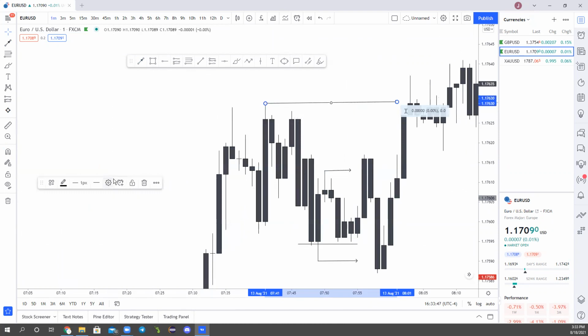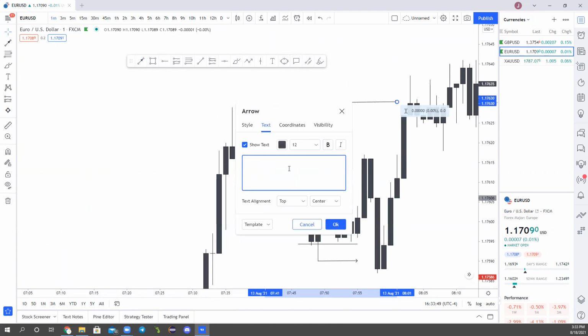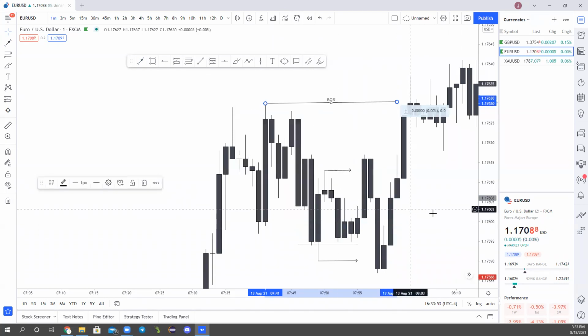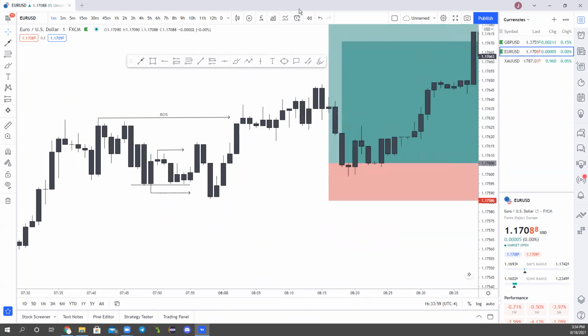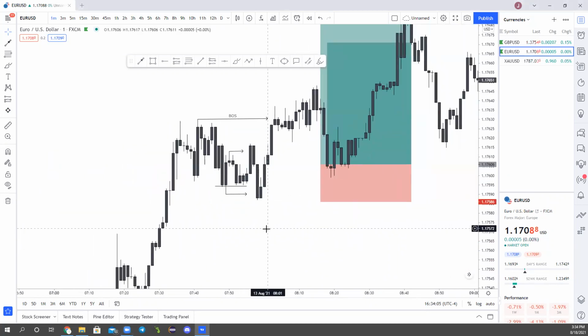I'll label that as BOS. So just remember when you're trying to trade demand: consolidate, manipulate, BOS, and test. Consolidate, manipulate, break of structure, and test, right? That's what happens pretty much all day, especially on the majors.